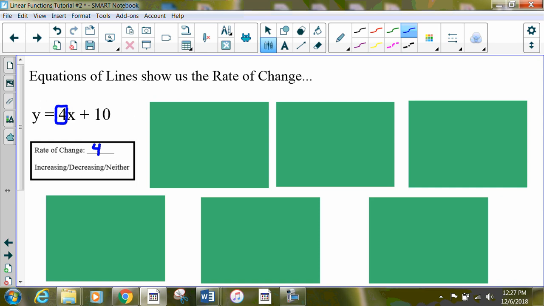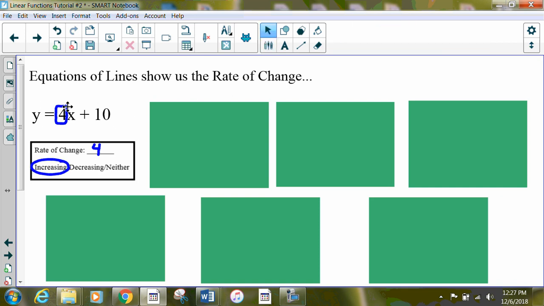Now, since 4 is positive, we know that the rate of change is increasing. So we're going to circle that. So that's what we're going to do today. We're going to be looking at equations of lines.